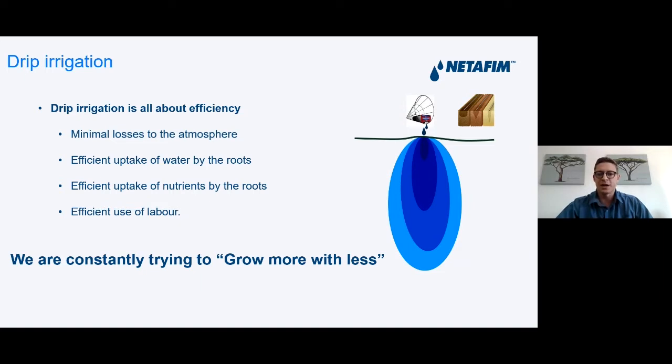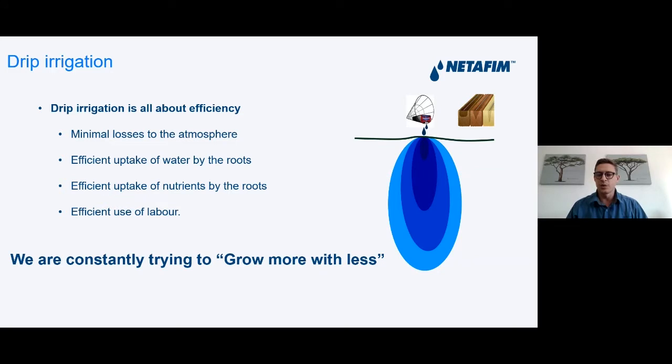We also have efficient uptake of the water by the roots as well as the nutrients by the roots. And this is because we apply the water and the fertilizers directly to the root zone. So the tree doesn't have to work really hard to go and look for the water and the nutrients. We're already applying it directly in the root zone, and this is where the tree can take it up effectively.